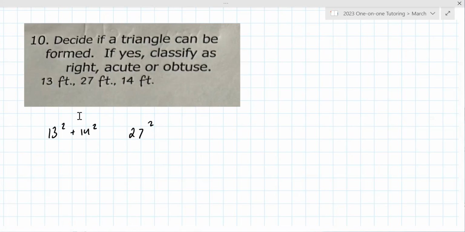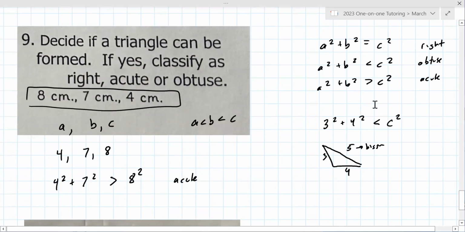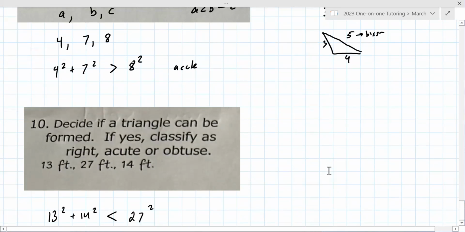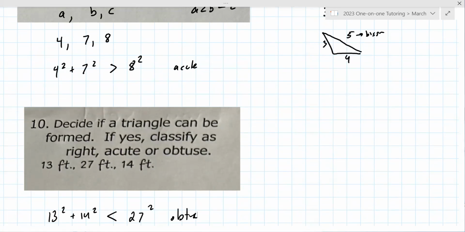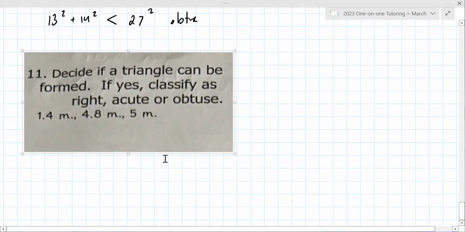Okay. So 27 is greater than, so it's obtuse. Like this, or the other way? Like that. Okay. So this one is obtuse, yes. So for 11, please do the same thing.